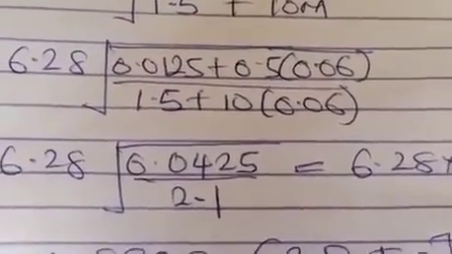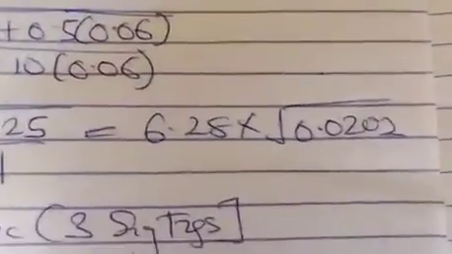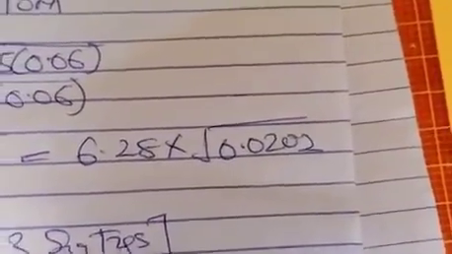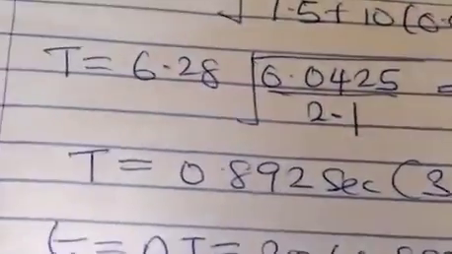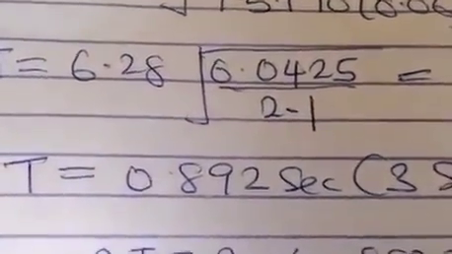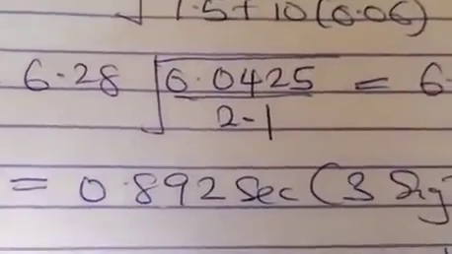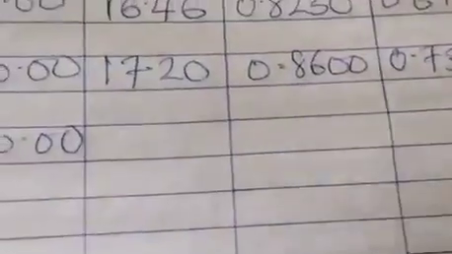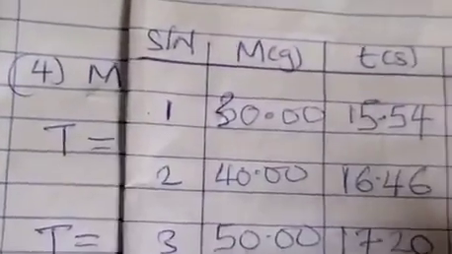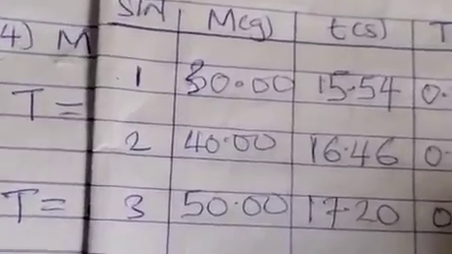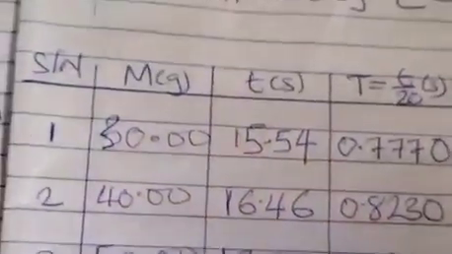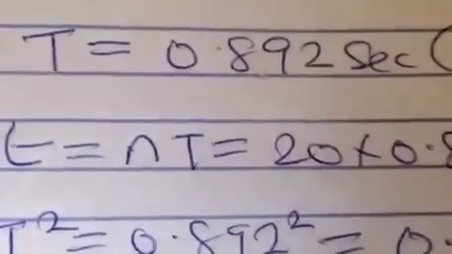Solving out, we have 6.28. The square root numerator gives you 0.0425. The denominator solved out gives us 2.1. So we now have 6.28 times the square root of 0.0425 divided by 2.1, which gives us 0.0202. So when we solve that out, we'll have our period at 0.892. Period is always kept in your calculation to 3SF. So we'll now report it as 0.892, and add a 0 to make it 4SF on the table.